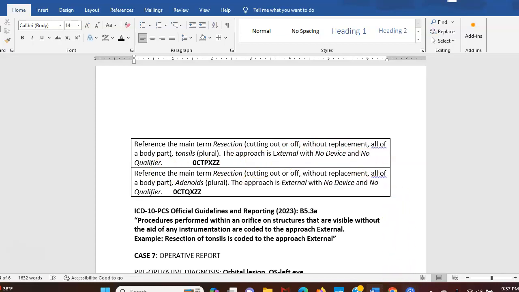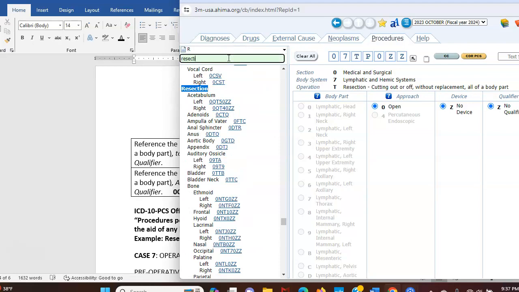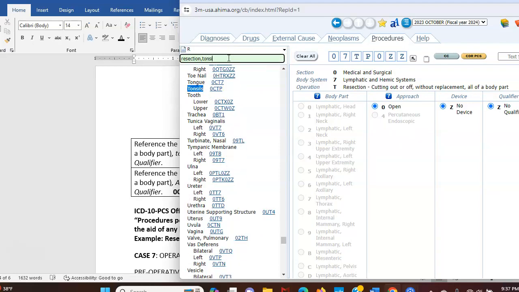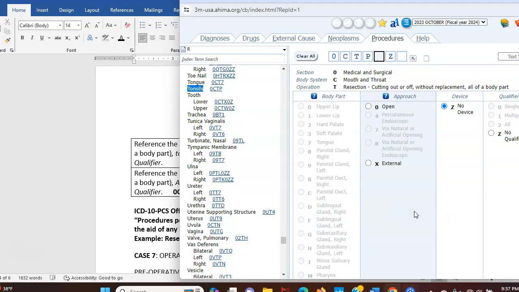So let's go ahead and code that. So resection, tonsils. See how it's plural. And then we go up here, and this is going to be external. Post it down here. I think that kind of helps us understand that. No device, no qualifier. And there's our code right there.